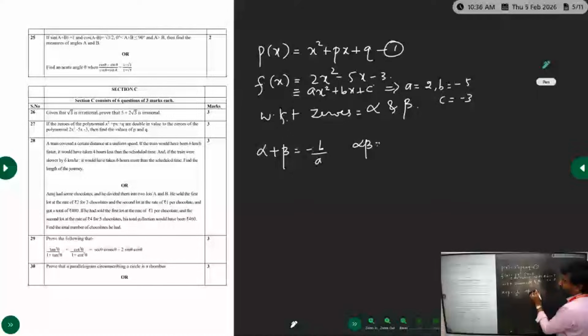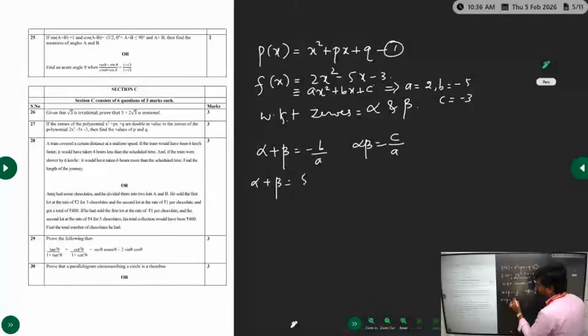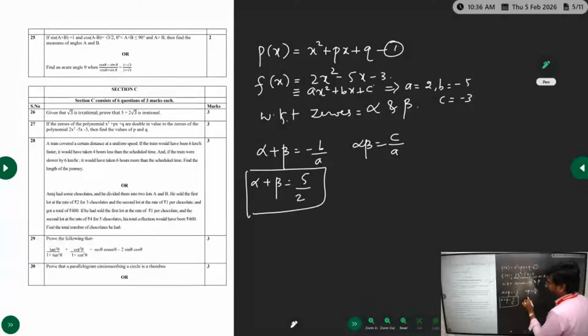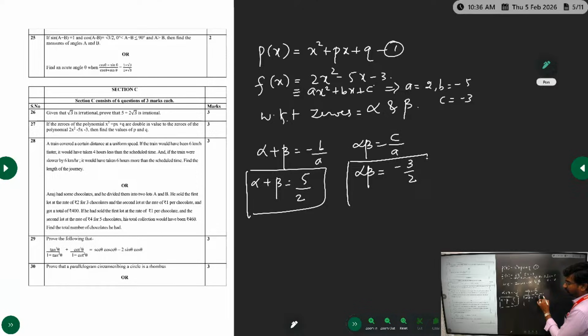So alpha plus beta value will be: formula is minus b, and b value is minus 5. What is minus into minus? 5 by 2. Alpha beta is equal to c by a. What is c value? Minus 3. What is a value? 2. These are the sum of zeros and product of zeros of the second equation. What is that second equation? 2x square minus 5x minus 3.